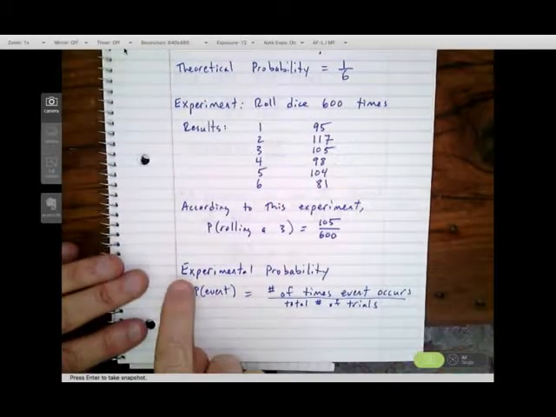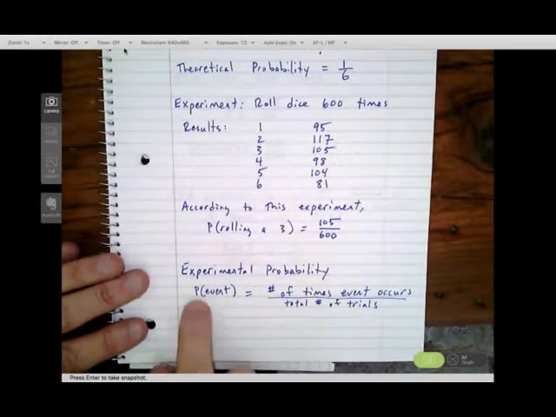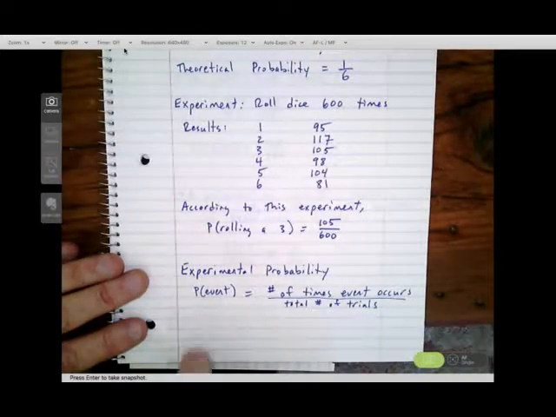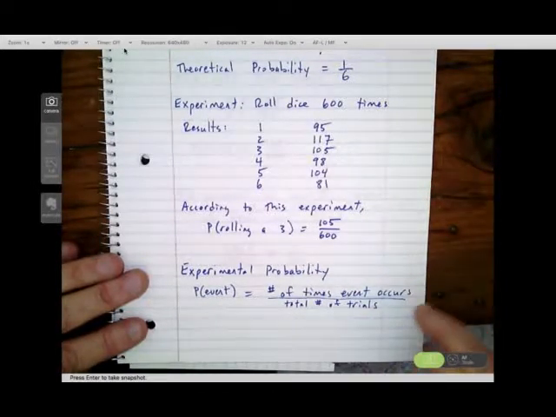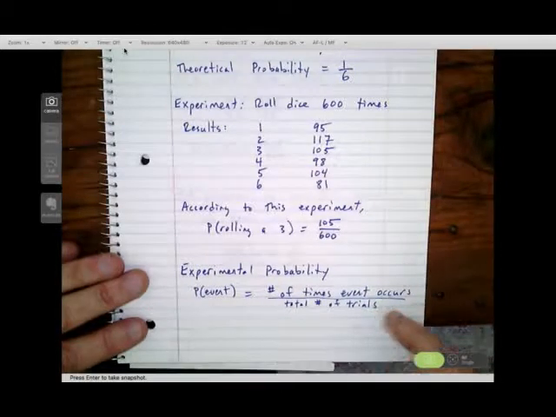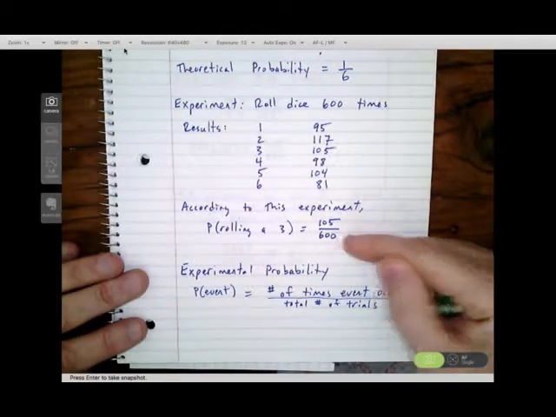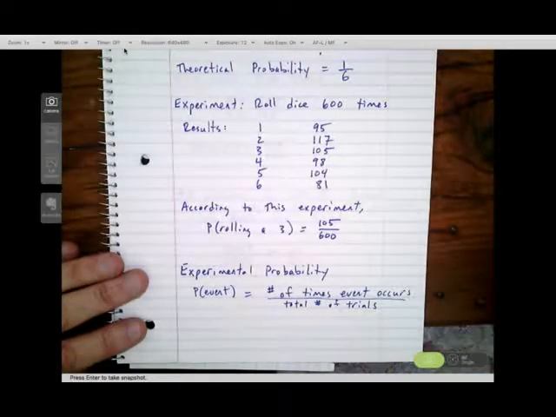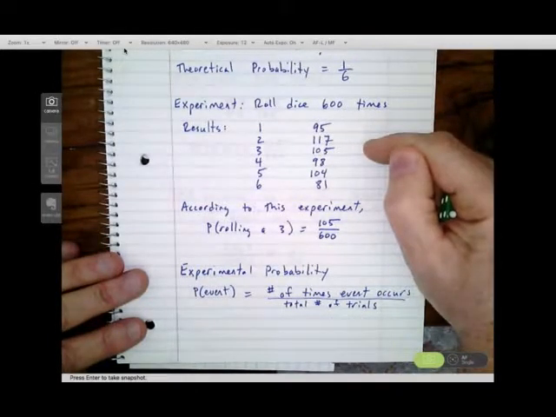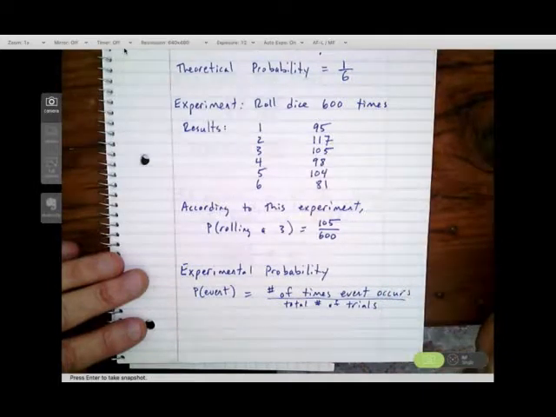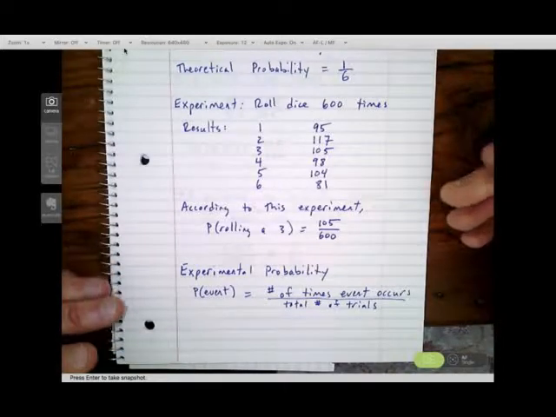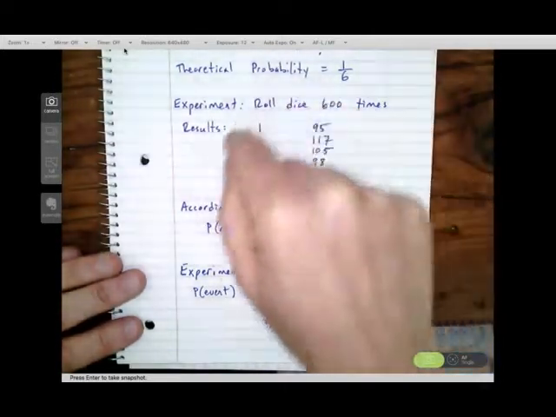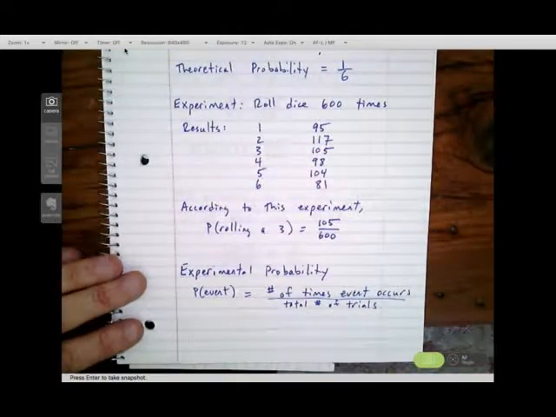So just to define it here a little bit, experimental probability, the probability of event, remember this P in parentheses is just a shorthand way of writing probability of. So the probability of a specific event is the number of times that event occurs over the total number of trials. So again, going back to here, we had 600 trials, and a 3 happened 105 times. So the probability of rolling a 3, according to this experiment, is 105 out of 600. So instead of just thinking about it and coming up with a probability, we're going to actually look at some experimental results and use those to find the probability.